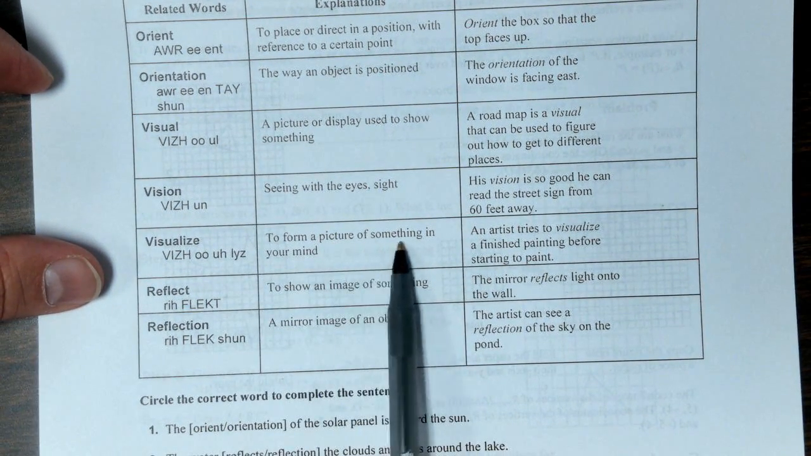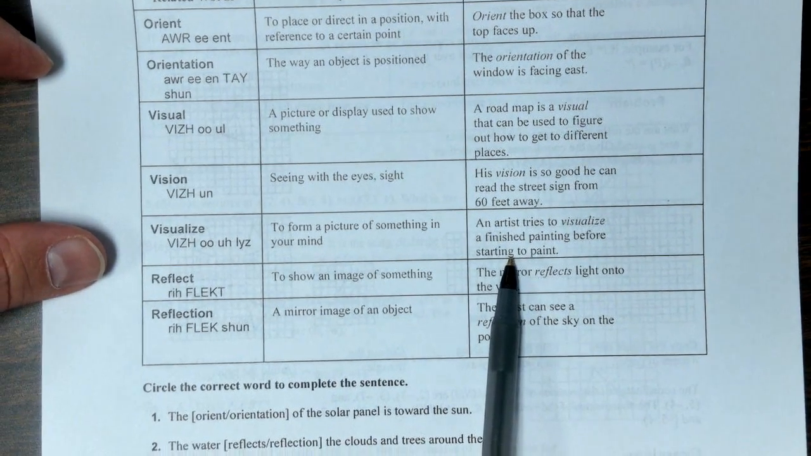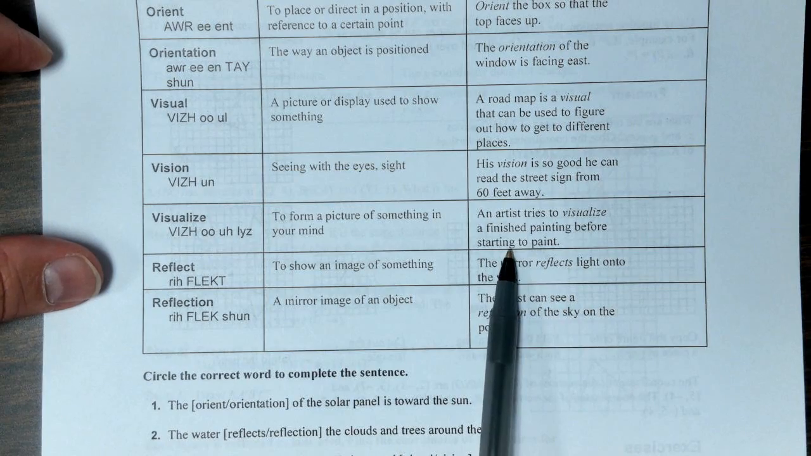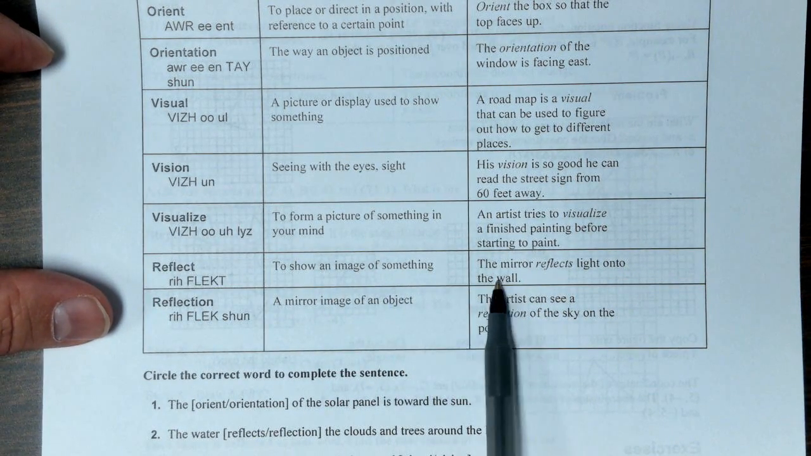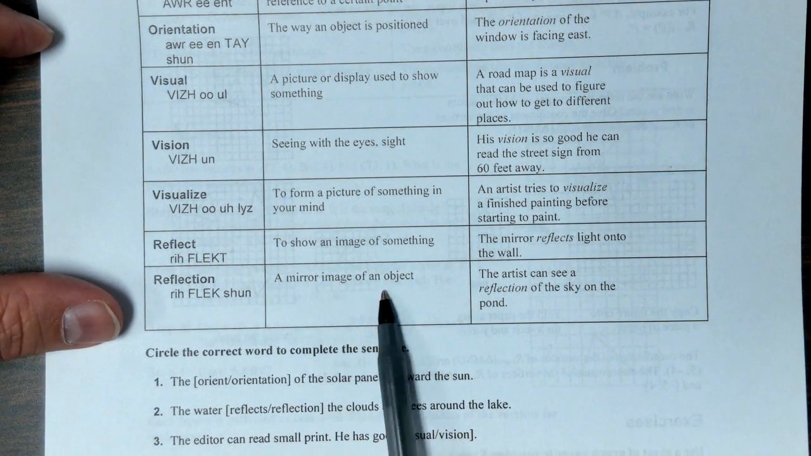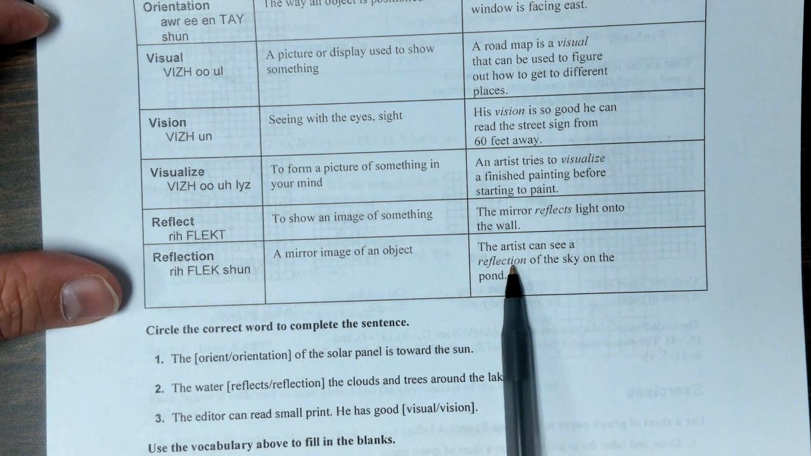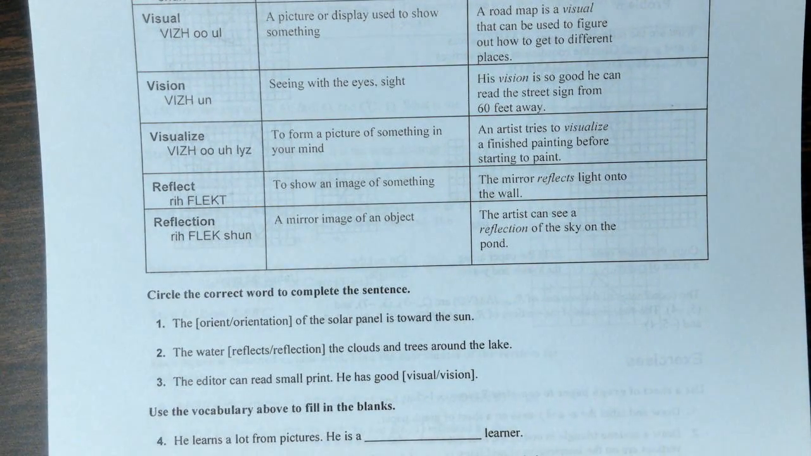Visualize, to form a picture of something in your mind. Artist tries to visualize an unfinished painting before starting to paint. Reflect is to show an image of something. The mirror reflects light onto the wall, and reflection is the mirror image. The artist can see a reflection of the sky in the pond. Okay, so those you could read through if you want.